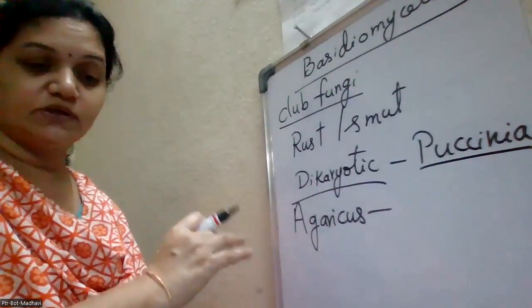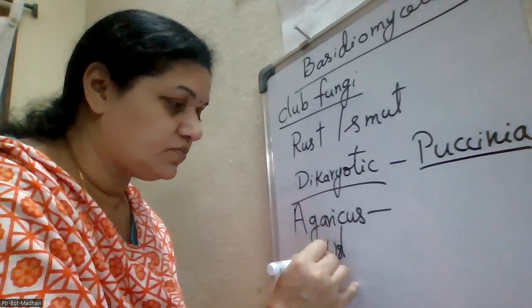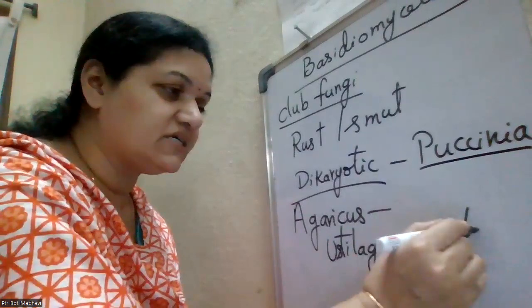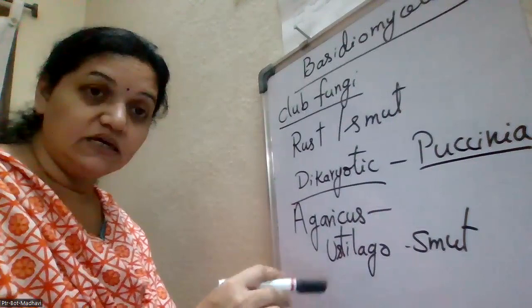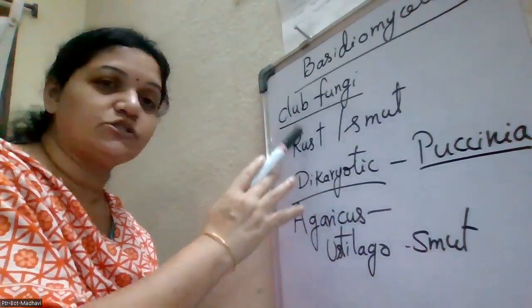And the next one is the Ustilago, which causes the smut disease in plants. All these are the ones which cause infections to the plants. That is the Puccinia and Ustilago. Puccinia causes the rust on the wheat plant, and the Ustilago causes the smut on the plant body.